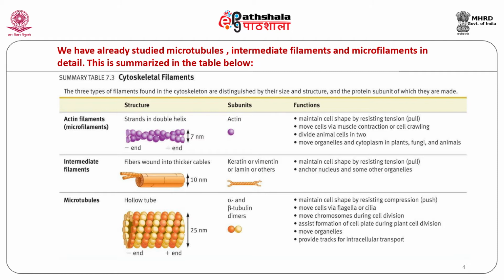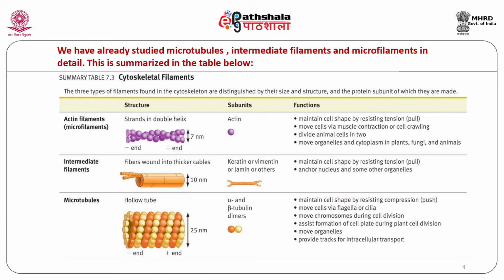Their subunits are keratin, vimentin or lamin and others. The functions of these filaments are to maintain cell shape by resisting tension, and to anchor the nucleus and some other organelles to the filament network. The next one is the important filament, which is the microtubule.